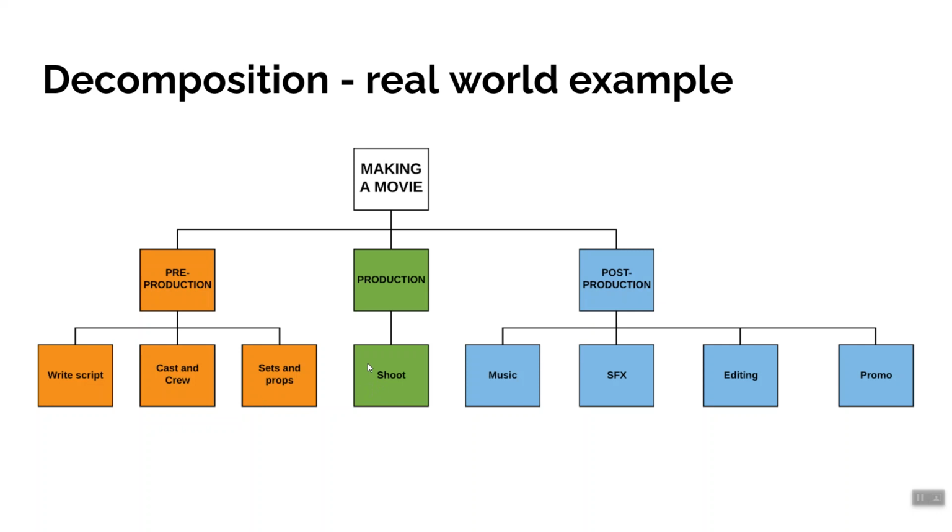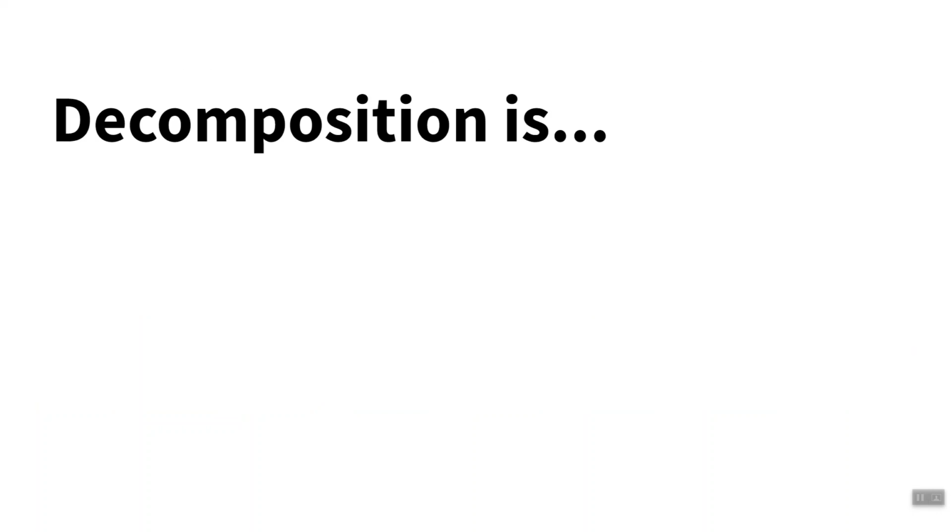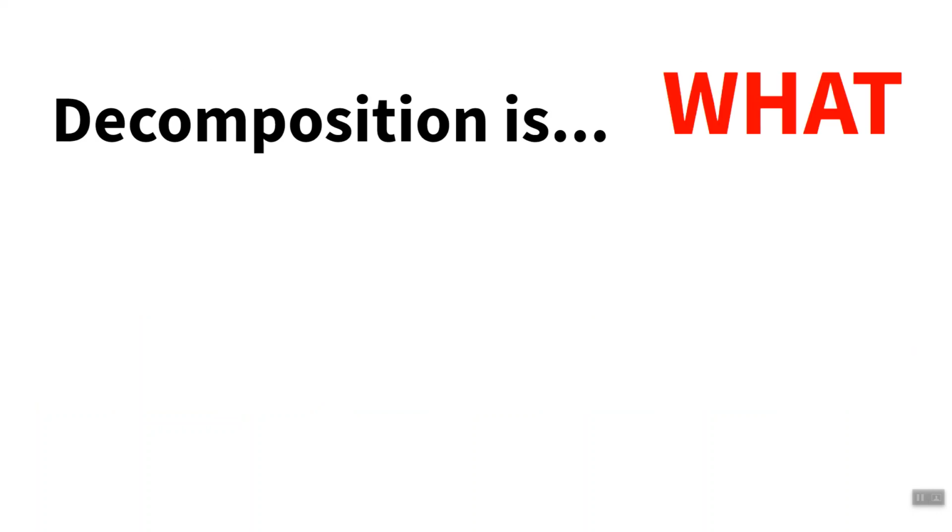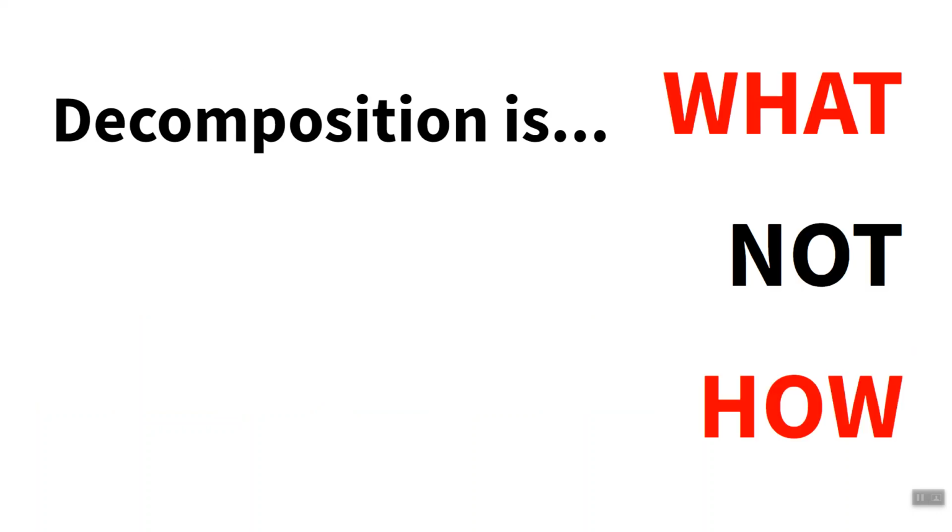Remember that decomposition doesn't tell us how to do anything. It just tells us what we have to do. So decomposition is what, not how. That's really, really important. So you're not creating a solution. You're not writing a list of steps or creating an algorithm that you're going to follow. You're simply saying, this is what I have to do. Okay? So it's what, not how.